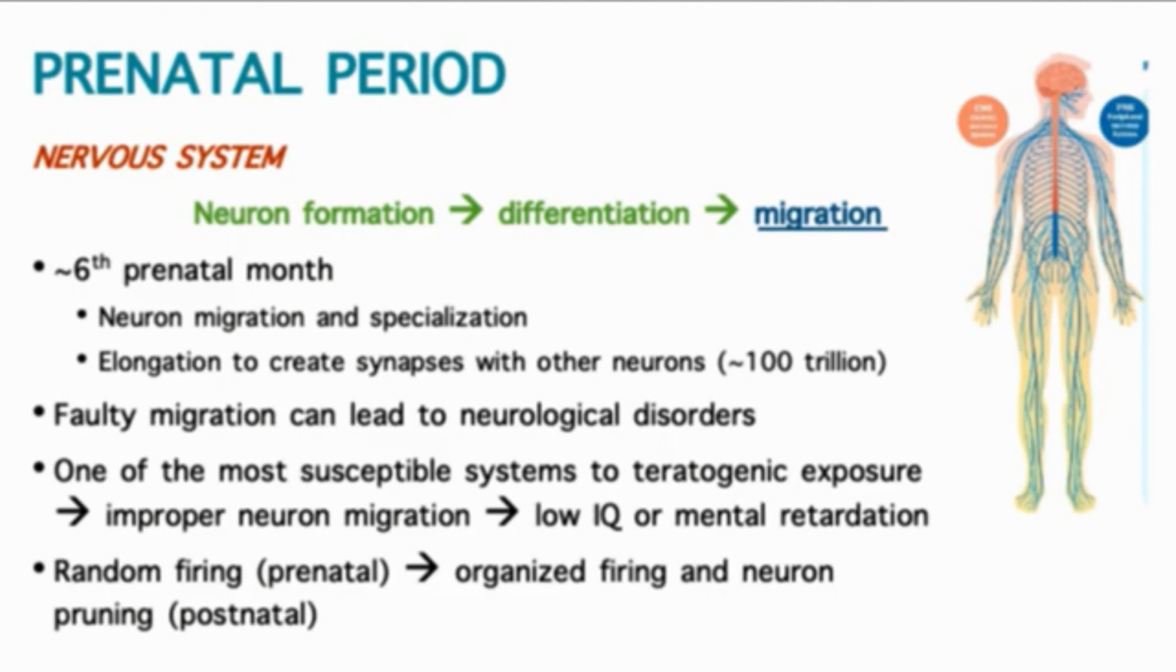So improper neuron migration as well as teratogenic exposure usually is going to lead to low IQ, right, or improper development of the central nervous system before it starts to expand out to the rest of the body, or mental retardation. So usually teratogenic exposure is going to negatively affect the central nervous system more than the peripheral nervous system. But firing, lastly, is kind of random in the prenatal stage, and then it starts to become more organized during the postnatal stage after birth, right?